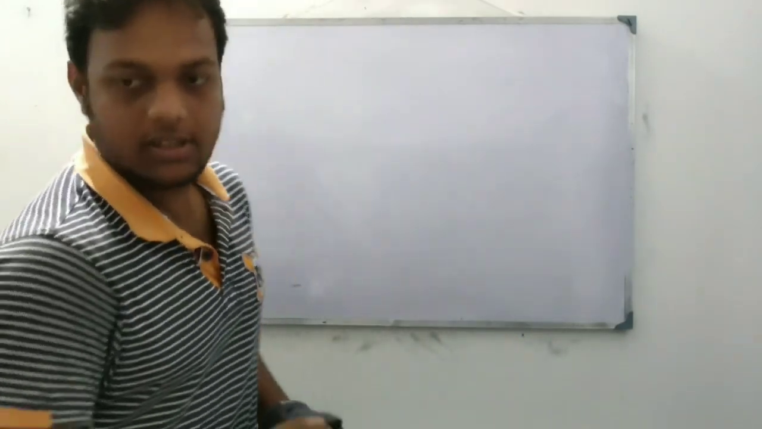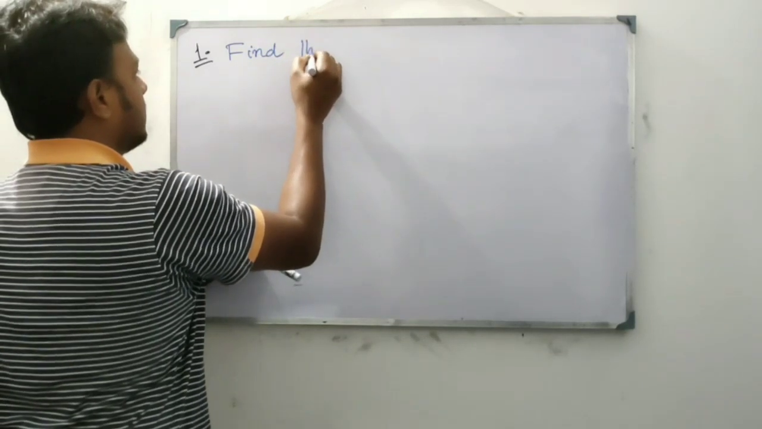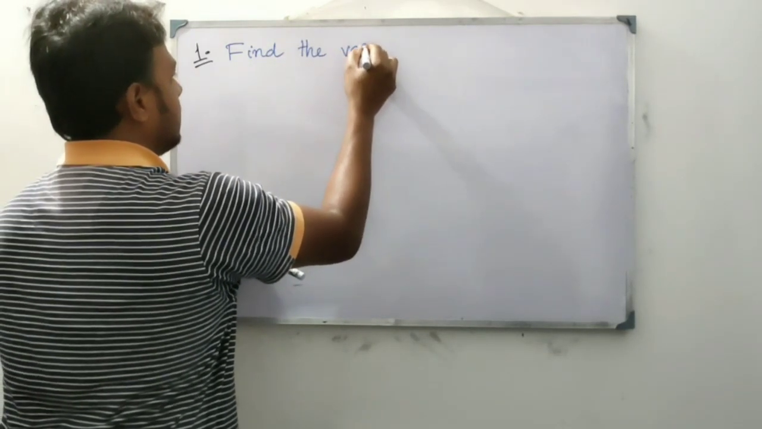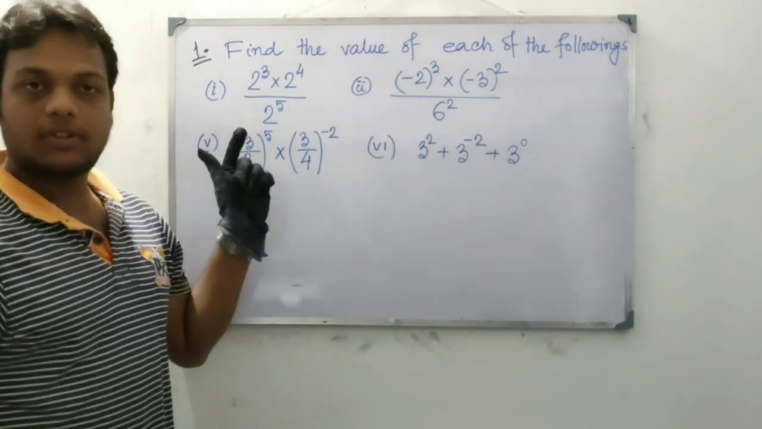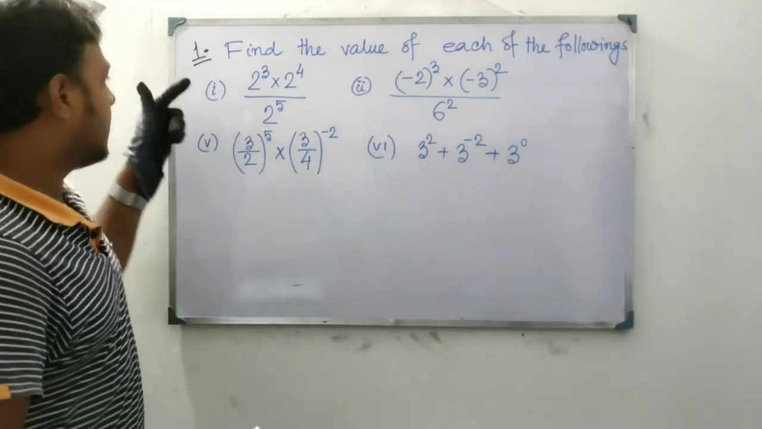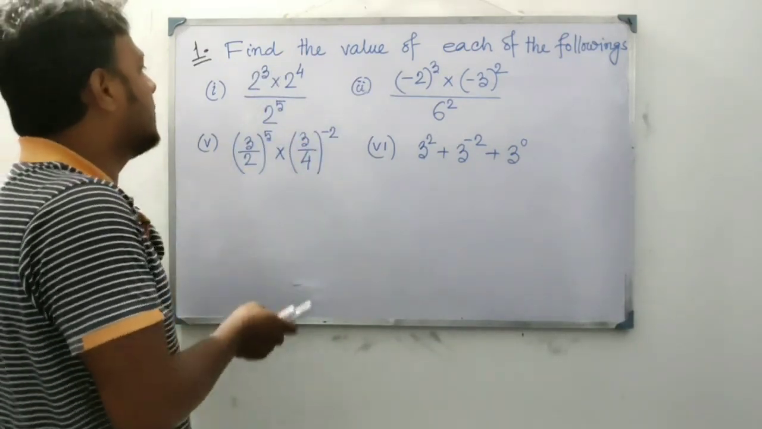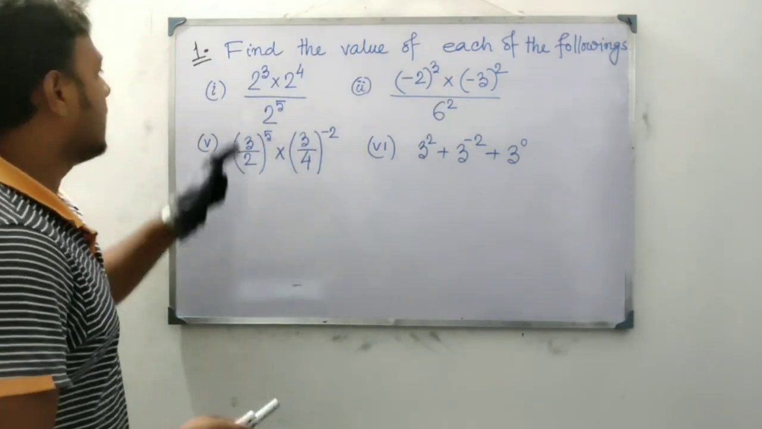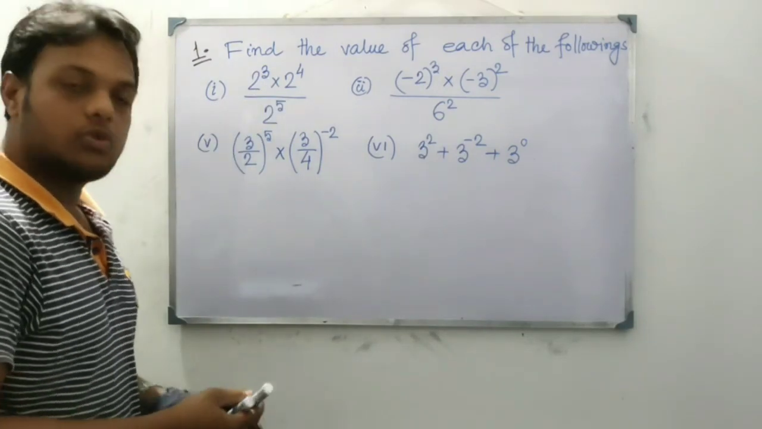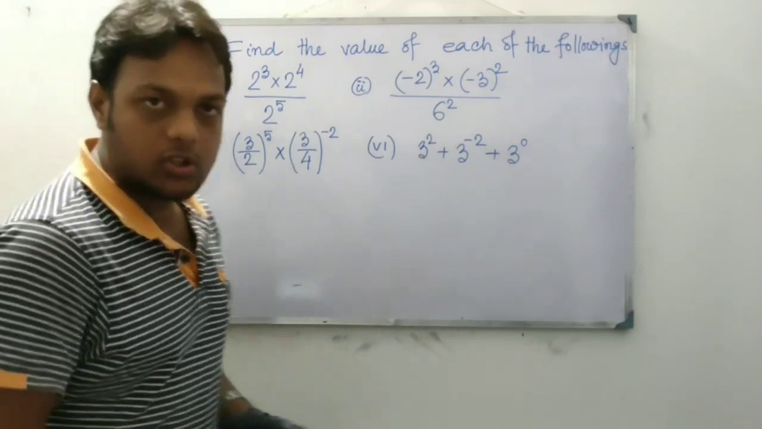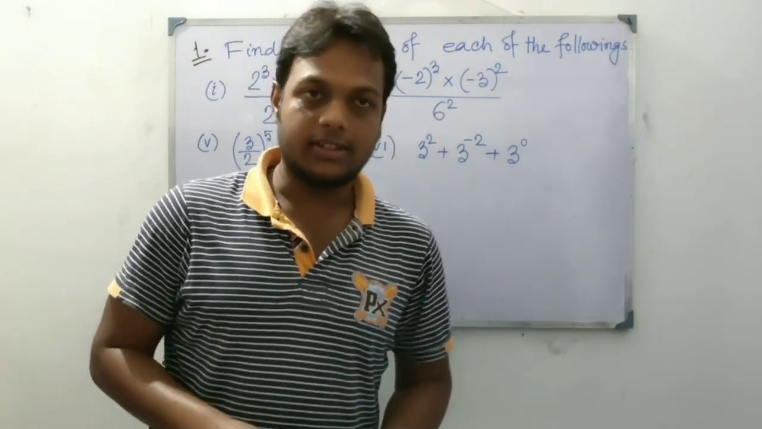I have considered here some problems from the book of class 8, and the first series is: find the value of each of the following. That means you have to simplify the value. The first problem is 2 cube into 2 to the power 4 by 2 to the power 5. We will solve each and every problem by using the law of indices.